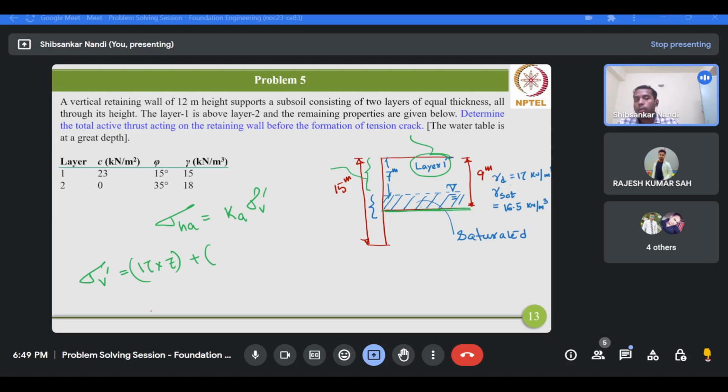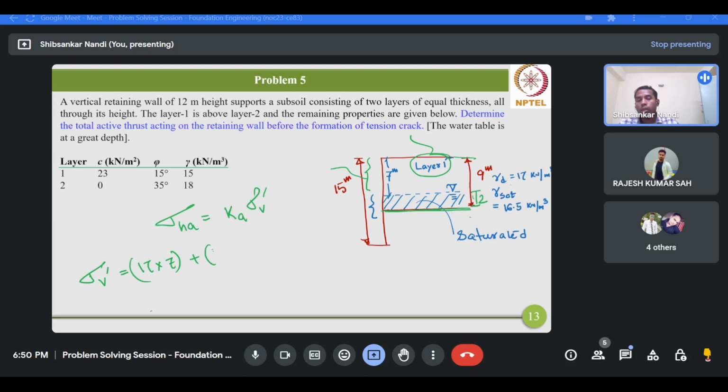So right now I am giving you the example for the interface that is at a depth of 9 meter from the top surface. So for 7 meter we'll use the bulk unit weight, and for the remaining 2 meter we'll use the submerged unit weight. And since the gamma sat value is given to you as 16.5, I don't know whether these two values are feasible or not, because saturated unit weight, as per my understanding, should be a little higher as compared to gamma bulk, whatever the situation is.